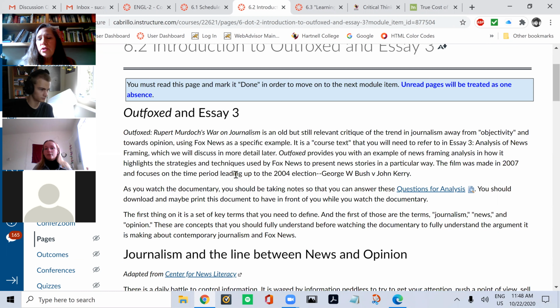The documentary, and the reason you're watching it, does a news framing analysis of programming on Fox News. Okay, it analyzes the way that Fox News frames its reporting, all of it, from a conservative political viewpoint. And as I said, the news media is not supposed to be framing the news from any political viewpoint. It is supposed to be informing us, just giving us information. That's what report means. A news report is supposed to be objective.